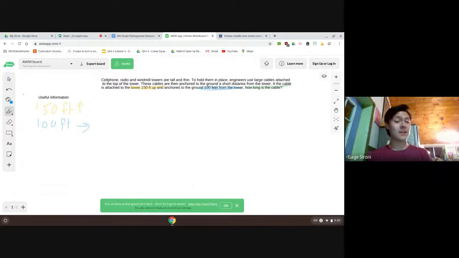So, the length is 100 feet, and we're going after how tall the cable is. Without a grid, I'm just going to do a sketch of this. You can do the same idea. They don't have to be exact at all, because you're not going to actually be measuring them. You're going to be using them for calculations.